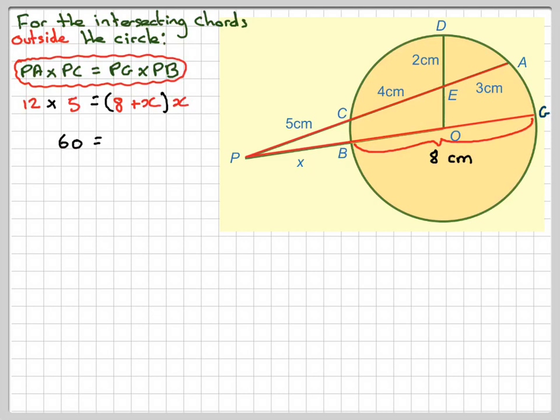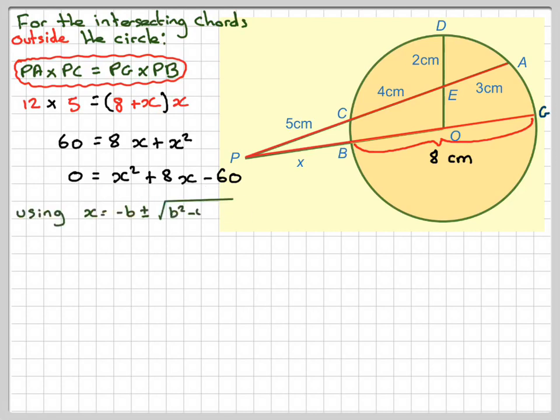So we're going to have 60 is equal to 8x plus x squared. This is a quadratic. So this will become x squared plus 8x minus 60 is equal to 0. This does not factorize, so we will have to use the quadratic formula. So using minus b plus or minus the square root of b squared minus 4ac over 2a, where a is 1, b is plus 8, and c is minus 60.